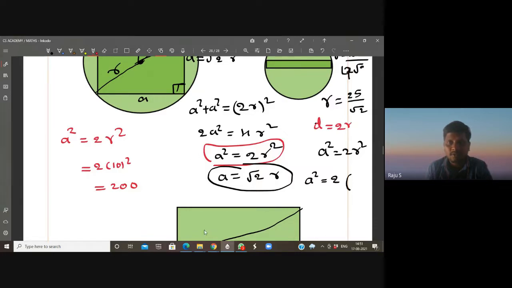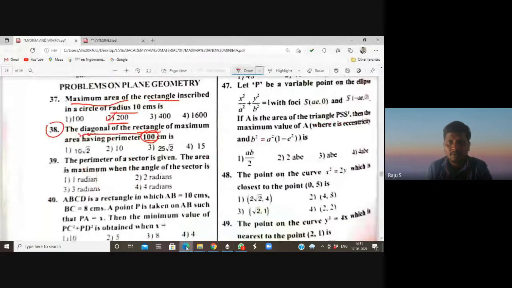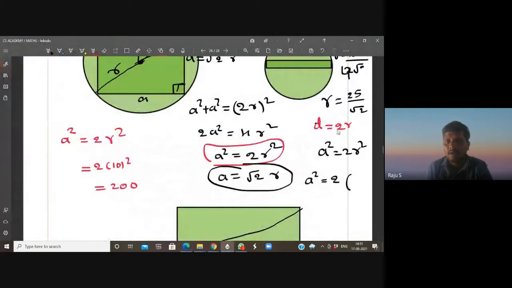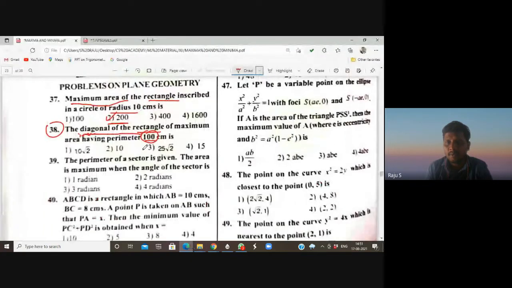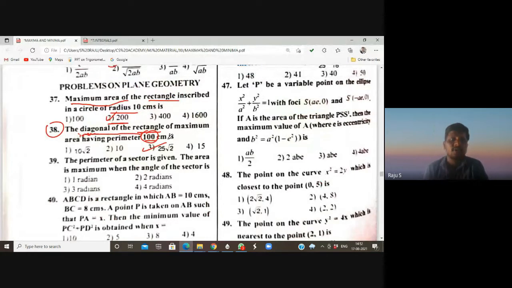If it is a radius, this is the diagonal of the square. The diagonal becomes 2r, so 2r is equal to 2 into 25 by root 2. Nothing but the answer is, shall I take 25 root 2? Yes, 25 root 2 is the answer.